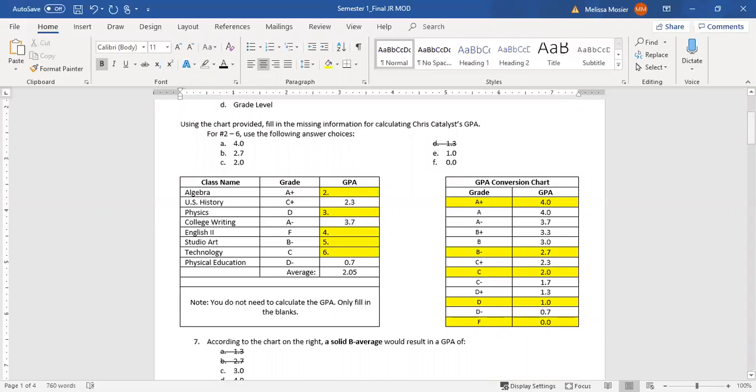Studio art is a B-. What is his GPA conversion? And technology is a C. What is the GPA conversion? You do not need to calculate the GPA, only fill in those blanks.